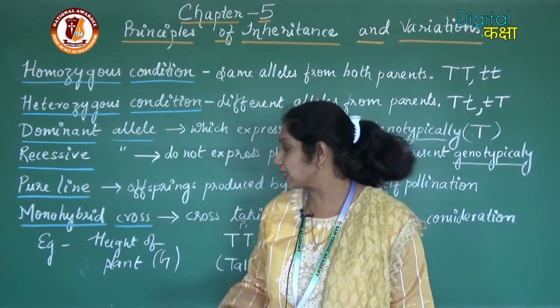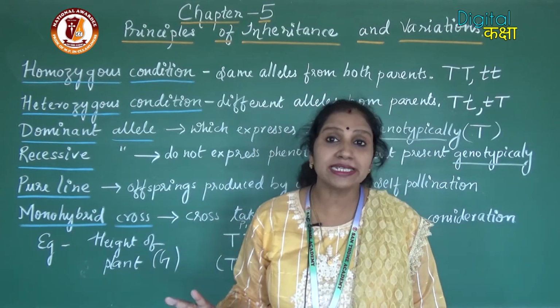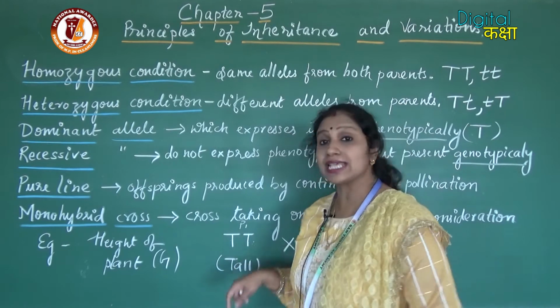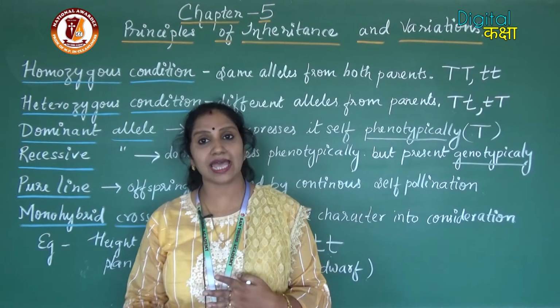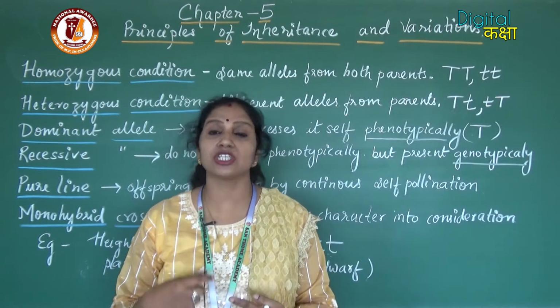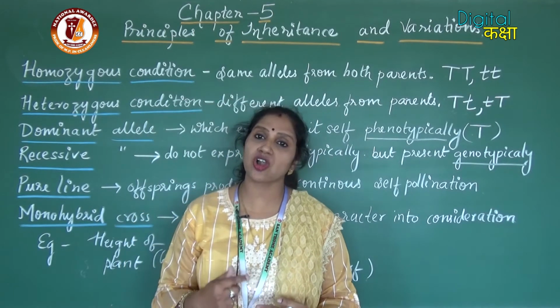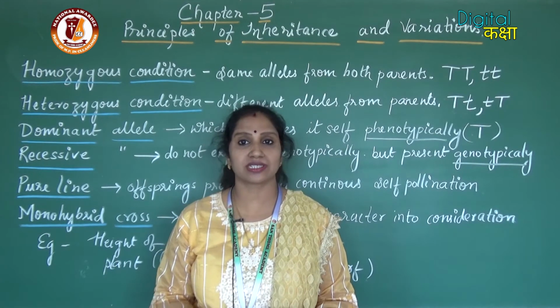So this type of cross in which only one character is taken into account. What is that one character? That is the height of the plant, and two alleles are taken into consideration. What are the two alleles? Tallness and dwarfness. So when we take one character and two alleles into account and cross two individuals, such a cross is called the monohybrid cross.